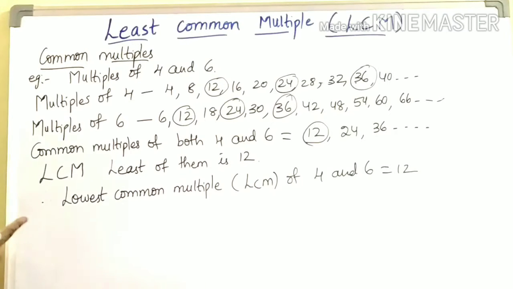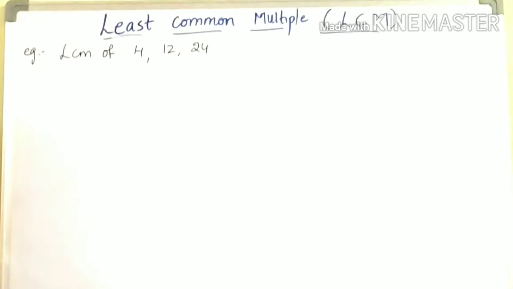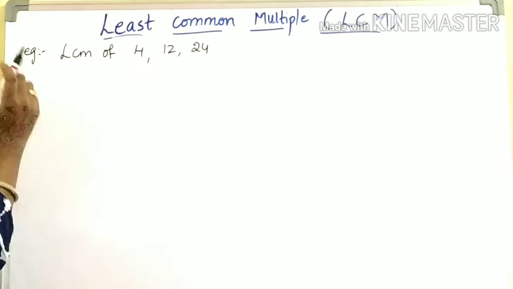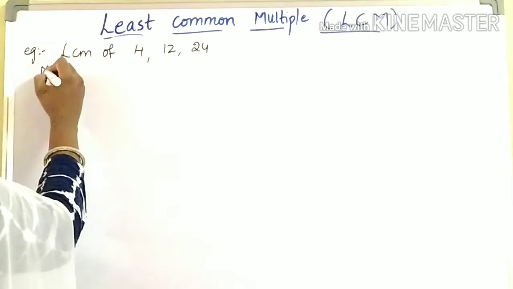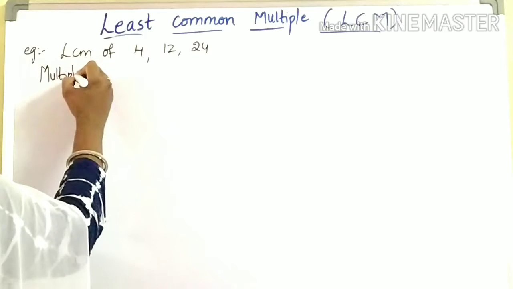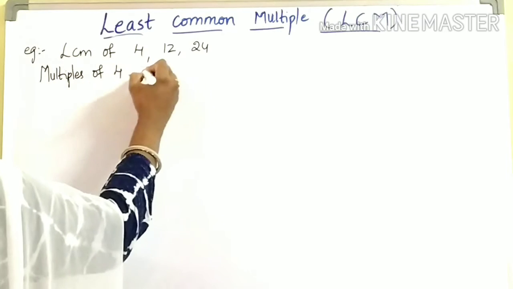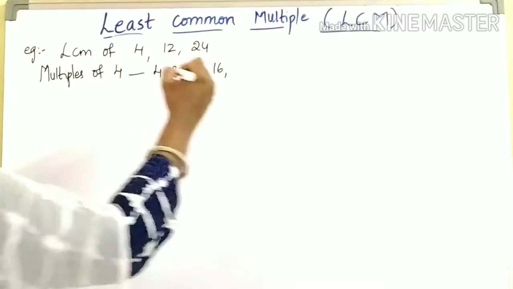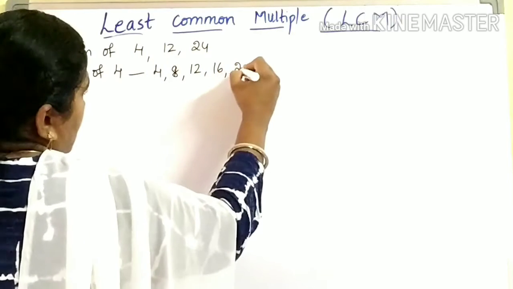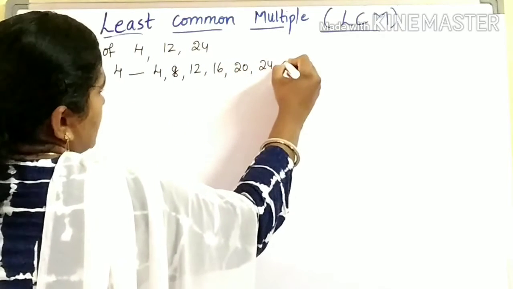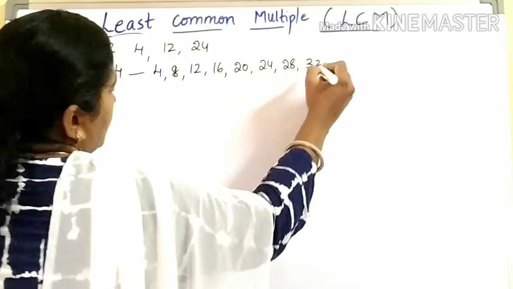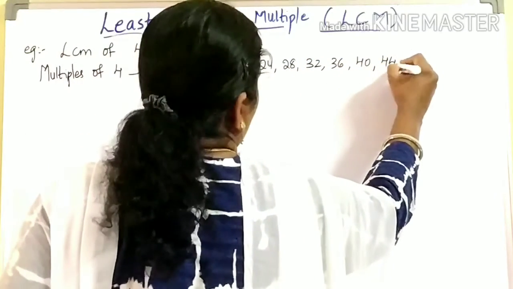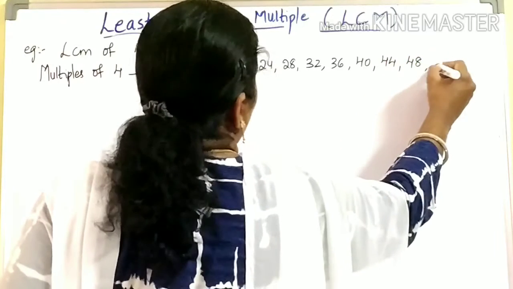Right? Now I will take one more example here. Next, I am taking LCM of 3 numbers. So, we'll write first multiples of 4. What are multiples of 4? 4 1s are 4, 4 2s are 8, 4 3s are 12, 4 4s are 16. Next, 4 5s are 20, 4 6s are 24, 4 7s are 28, 4 8s are 32, 4 9s are 36, 4 10s are 40, 4 11s are 44, 4 12s are 48, so on, right?